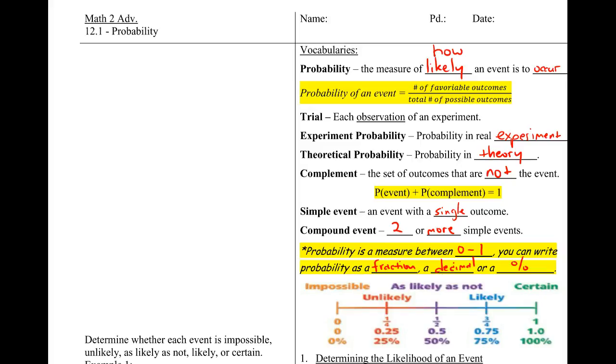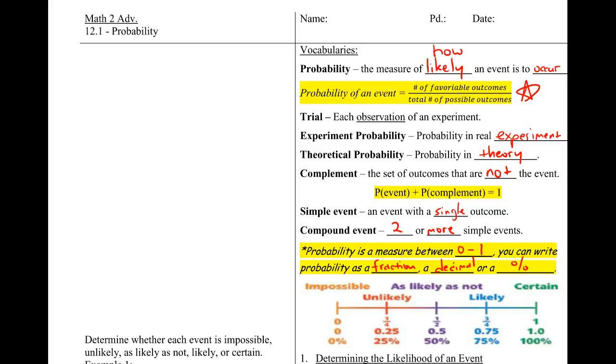Probability is the measure of how likely something is to occur. You've probably seen probabilities on TV, like there's a 50% chance of raining. That's a 50% chance that it will rain. That is a probability. To find probability, we just want the number of favorable outcomes over the total number of possible outcomes. So probability is usually what we want to happen.